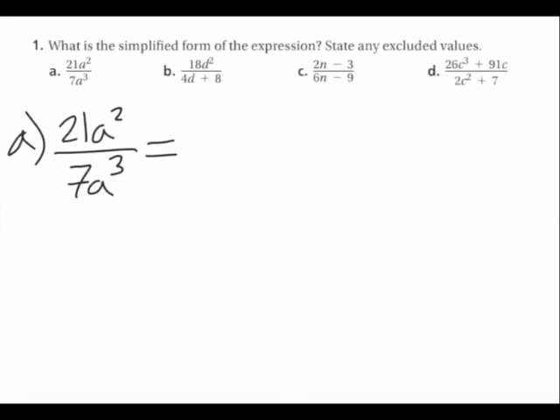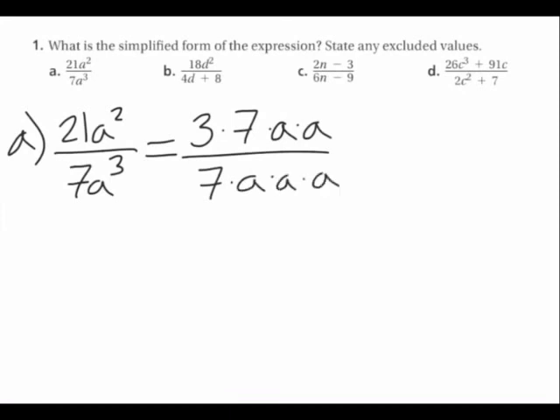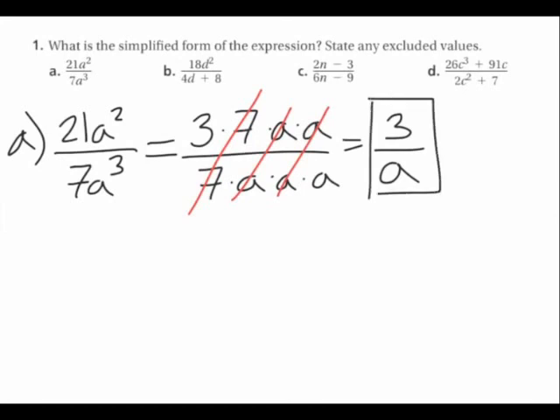21, I know, is 3 times 7, and a squared is just a times a, and we're dividing that by 7, which is prime, so we can't split it up, times a times a times a. Well, look here. The 7's cancel out, these two a's cancel out, these two a's cancel out, and look at what we're left with. 3 divided by a. So it appears that that is the simplified form.